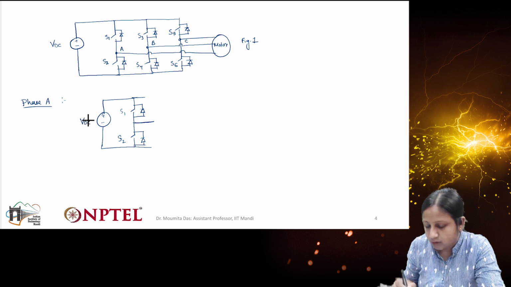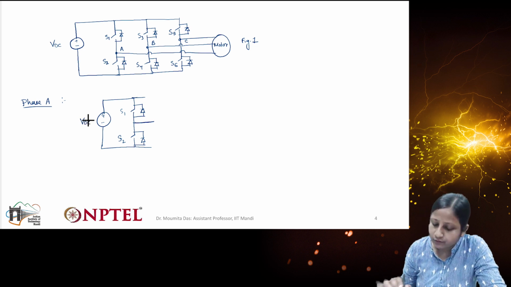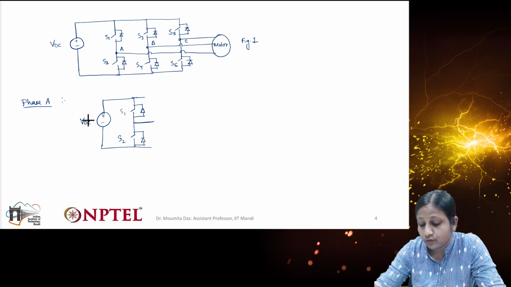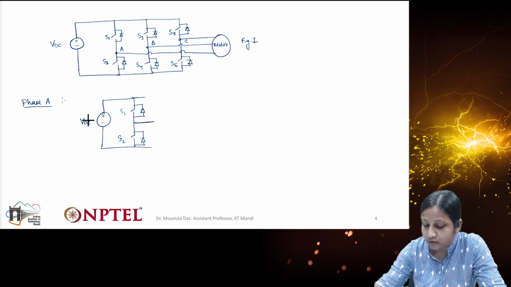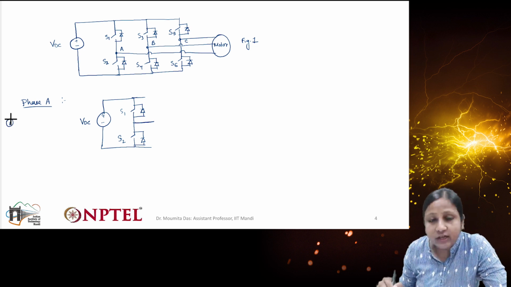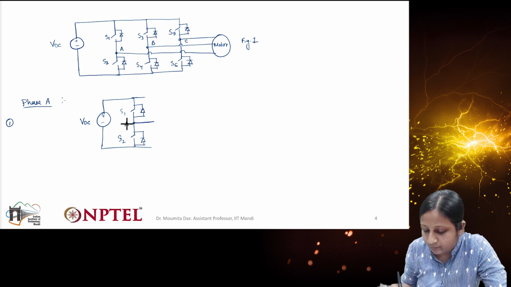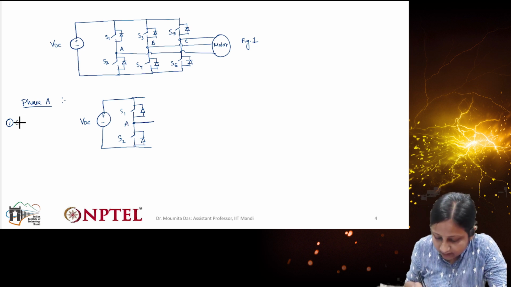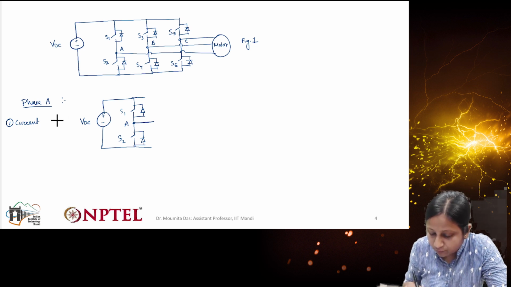Now if we consider this leg, there can be two different scenarios. What are the two different scenarios? One in which the current can flow from the midpoint. If I denote the midpoint as A, the current flows out of A.